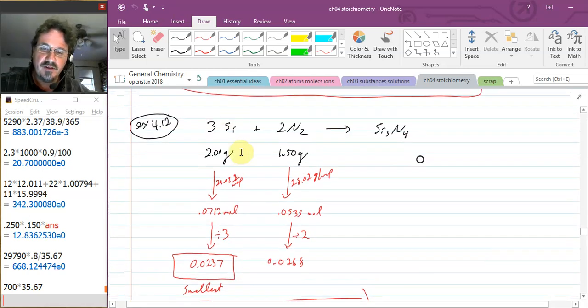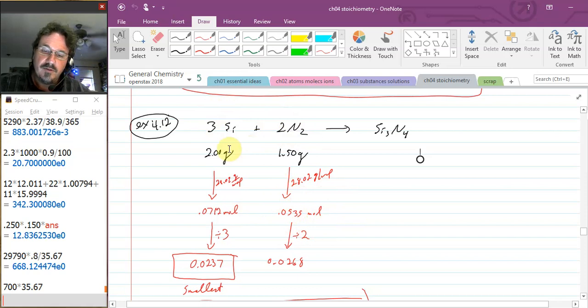Here I've got 2 grams of the silicon, 1.5 grams of the nitrogen. So first, convert those to moles. Use the formula mass to do that. For silicon, 28.09. For nitrogen, it turns out to be 28.02. So I convert them. That pile of silicon is 0.0712 moles, and my pile of nitrogen is 0.0535 moles. So I actually have more moles of silicon. Oh, I'm sorry, this is the smaller pile. That does not mean I'm necessarily going to run out of it first, though, because I require more of the other one. I require 3 silicons for every 2 there. So I can't compare them yet.